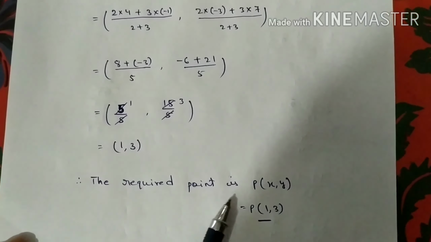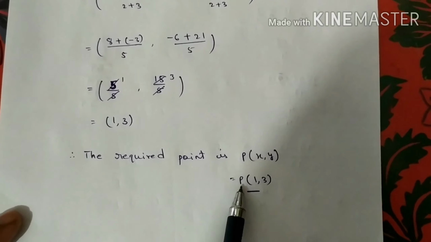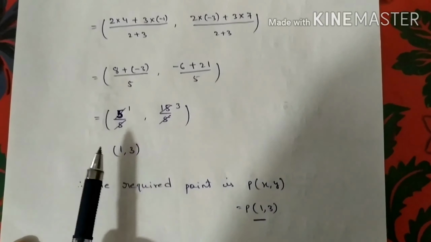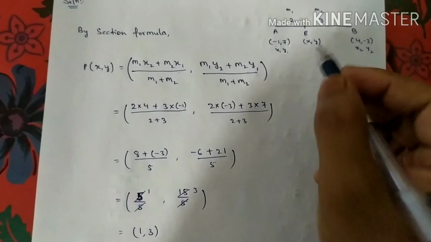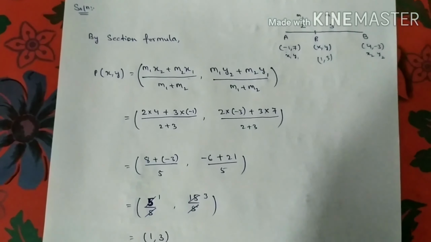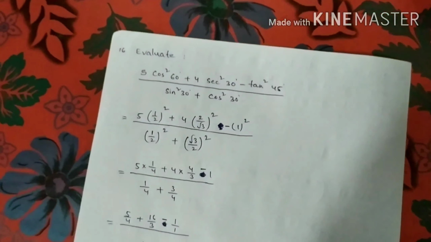So therefore the required point is P of x, y, which is P of 1, 3. That is, the coordinate of point P is 1, 3. Okay, now let us move to question number 16.